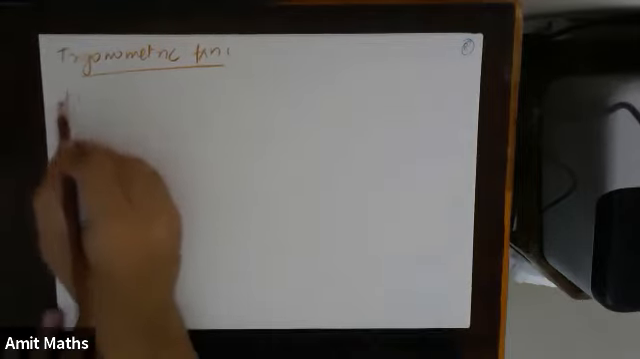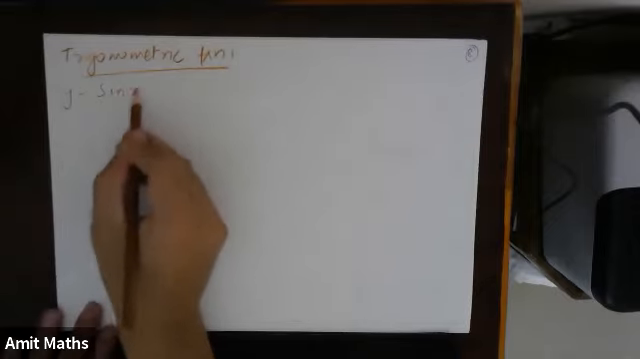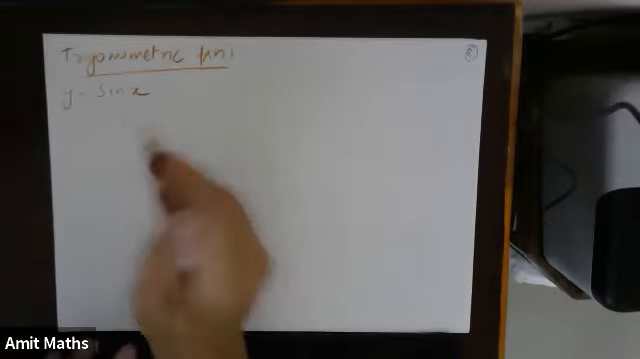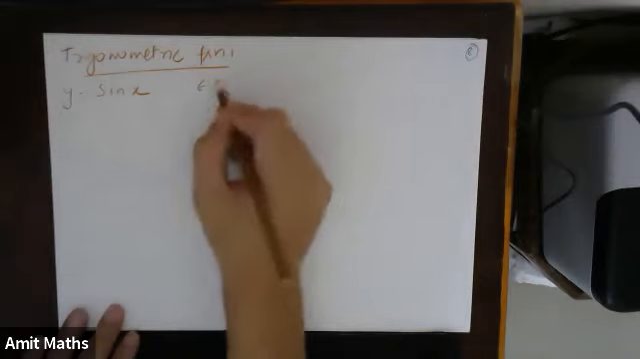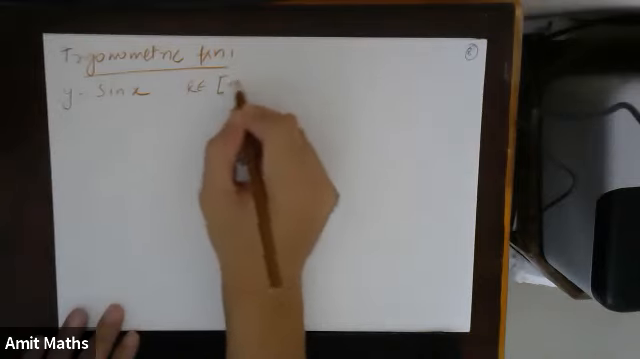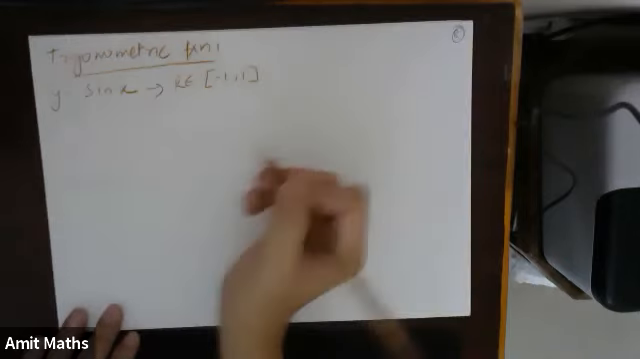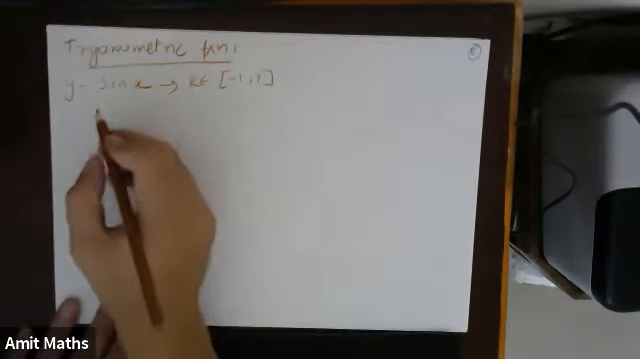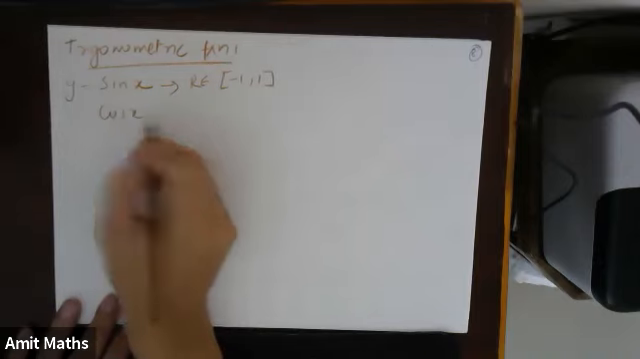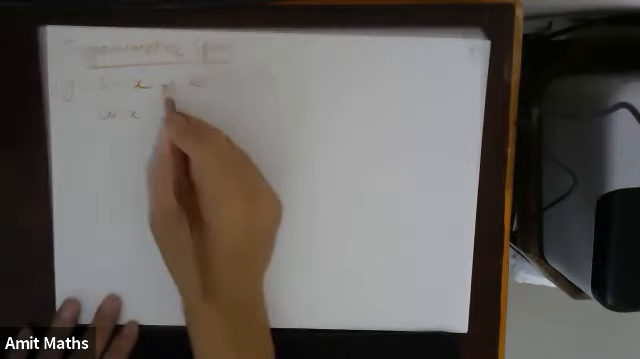Individually we already know the range of trigonometric functions. For example, for y is equal to sine of x, what is the range of sine of x? We know the range of sine of x belongs to -1 to 1. The same will be the range for cos of x. Cos of x will also have the same range.